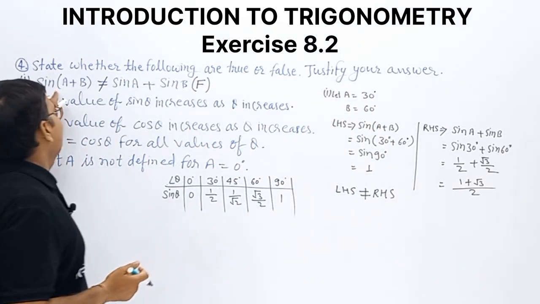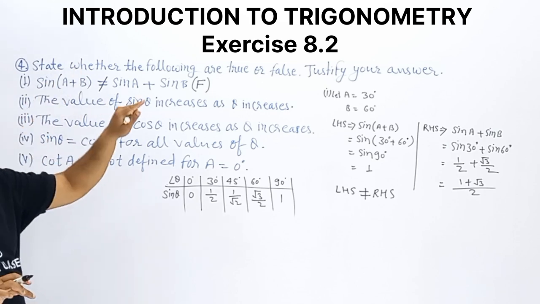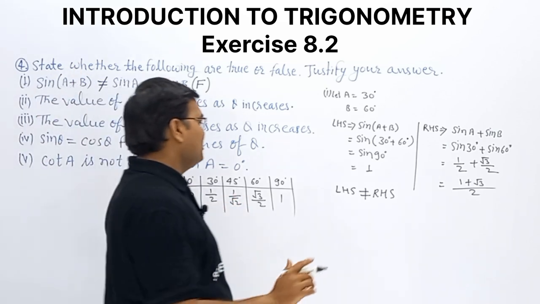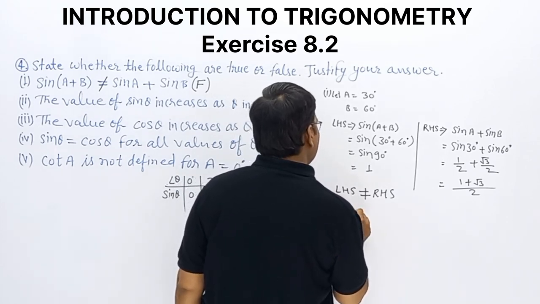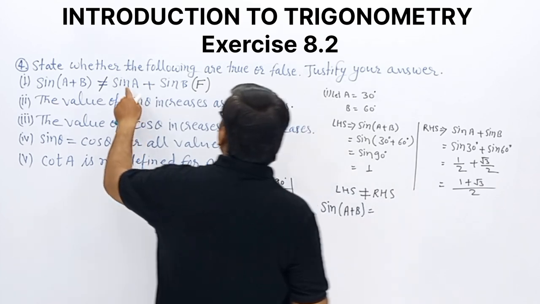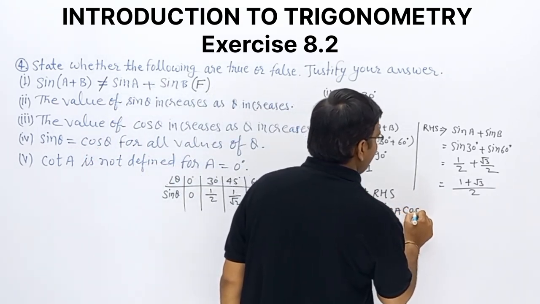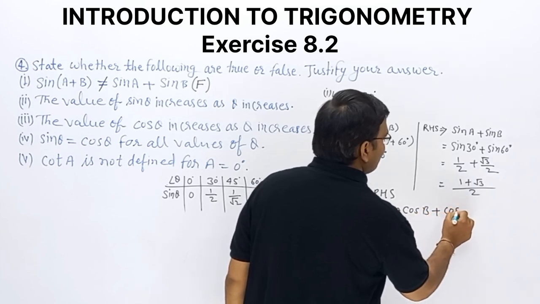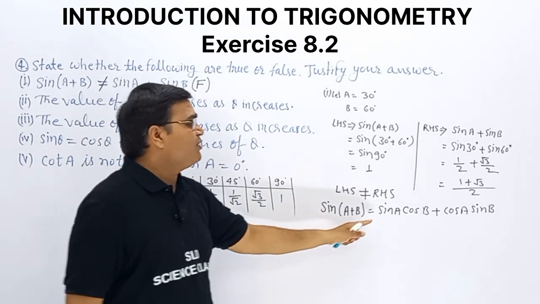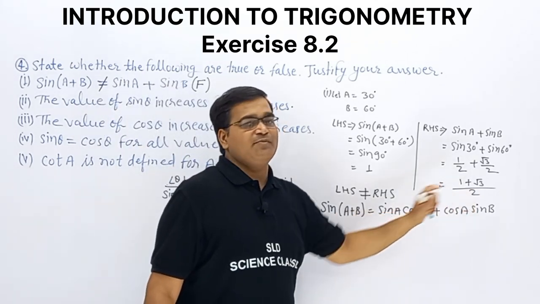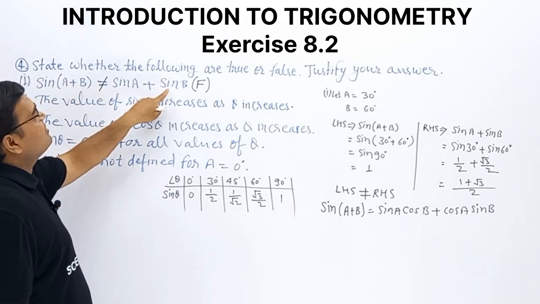Sin A plus B, sin A minus B, cos A plus B, cos A minus B. This is one trigonometry formula. Sin A plus B will be what? It is not equal to sin A sin B. It is equal to sin A cos B plus cos A sin B. This is the standard formula. Sin A plus B equals sin A cos B plus cos A sin B. It is the result. Sin A plus B is not equal to sin A sin B.